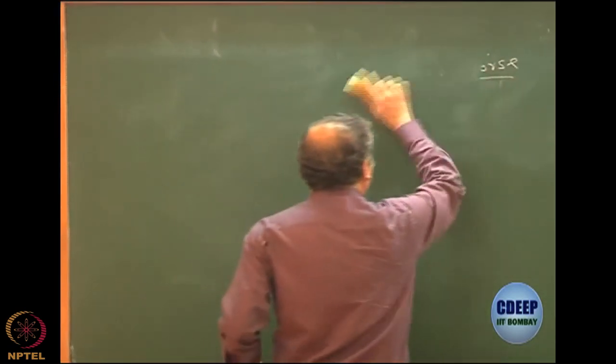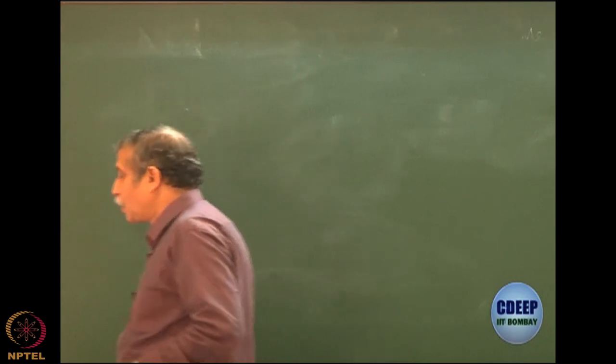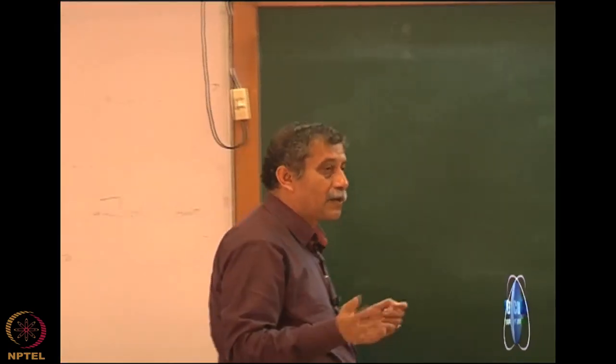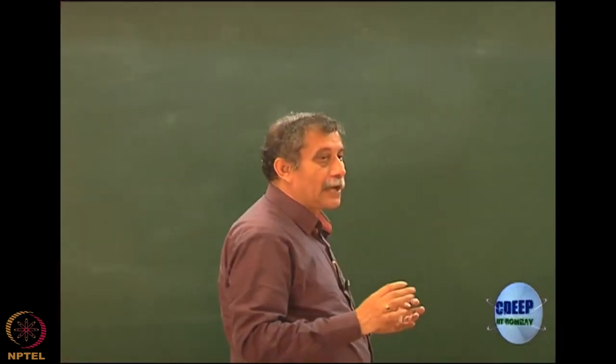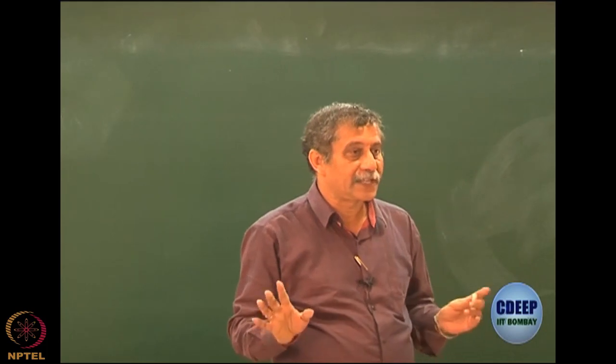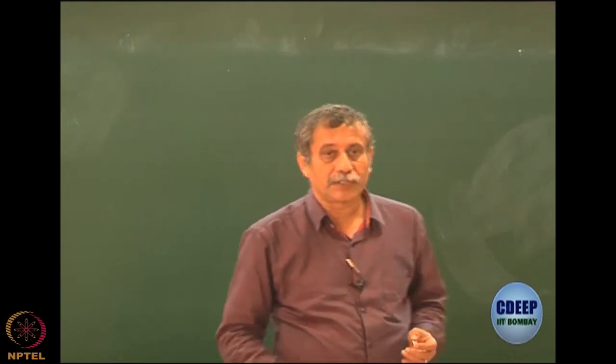So, the basic message is, although Koopmans did this variation method for both n minus 1 and n plus 1, for IP it works much better than for the electron affinity. So, that is the essential message to show this. All right.